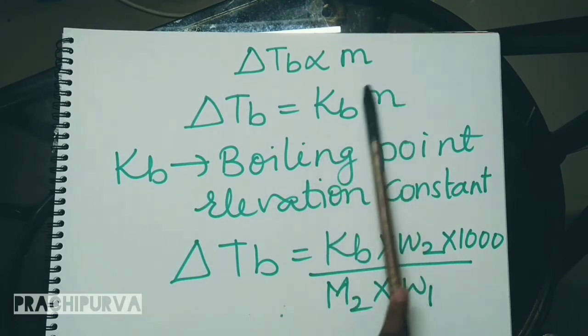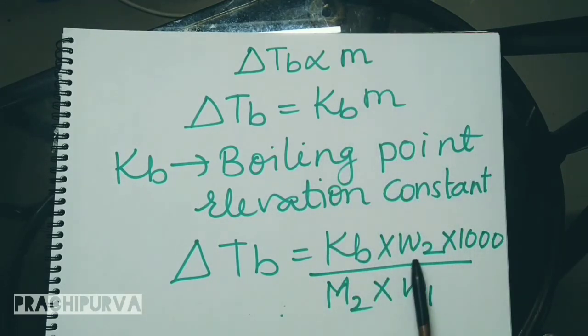Alright. So what is m? Molality. We know the formula of molality. We have already done W2 upon M2 into W1. If this is in gram, we have to multiply this by 1000. So just go through this once.